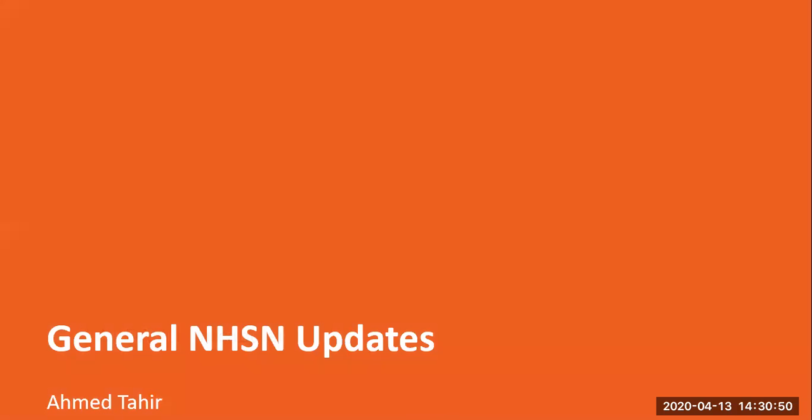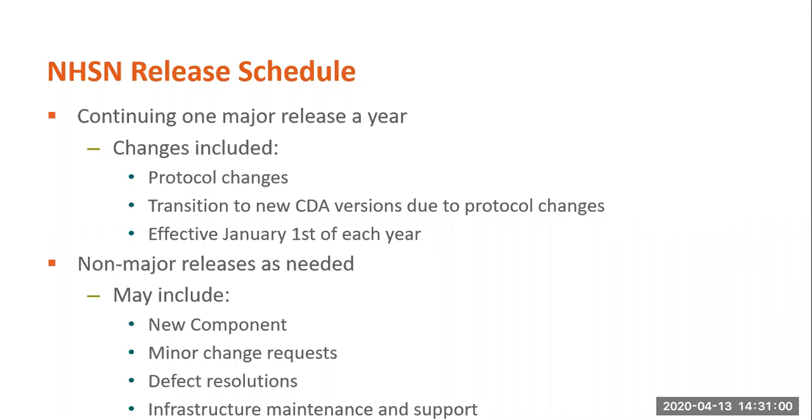So we'll start by providing some general NHSN updates. As a reminder, for those who are familiar with our release schedule, and for those who are new to it, an outline of it: we are continuing with our one major NHSN application release a year, and that major is defined by changes in the NHSN surveillance protocol that are reflected in the application. Transitions to new CDA versions that stem from those protocol changes are also timed to coincide with the release. And the effective date is January 1st, so that's a big day for us.